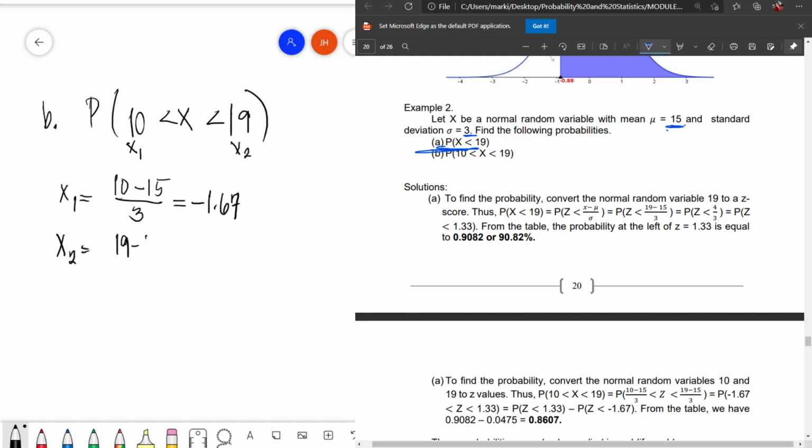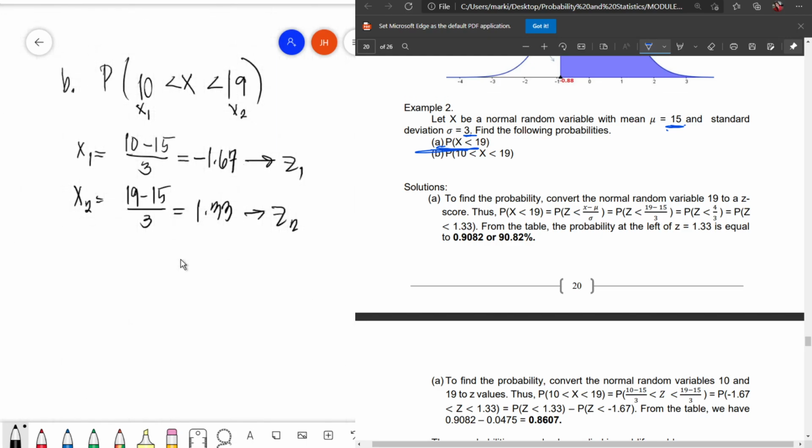Alright? So, X sub 2 na po tayo. So, 19 minus 15 divided by 3 is 1.33. Suki itong 1.33 ngayon ah. So, ito yung z sub 1 tapos yung z sub 2. Correspond po to ha. Hindi pwedeng x sub 1 magiging z sub 2. Okay? So, after that, pwede na natin i-change. So, P of Z is greater than x sub 1 kay x sub 1, x sub 2 kay x sub 2.